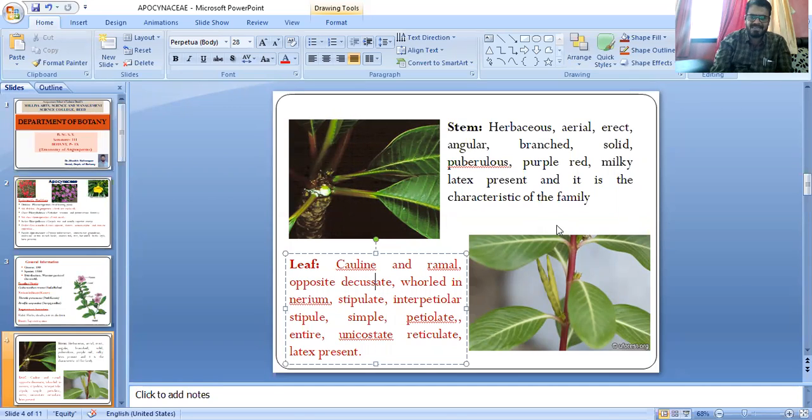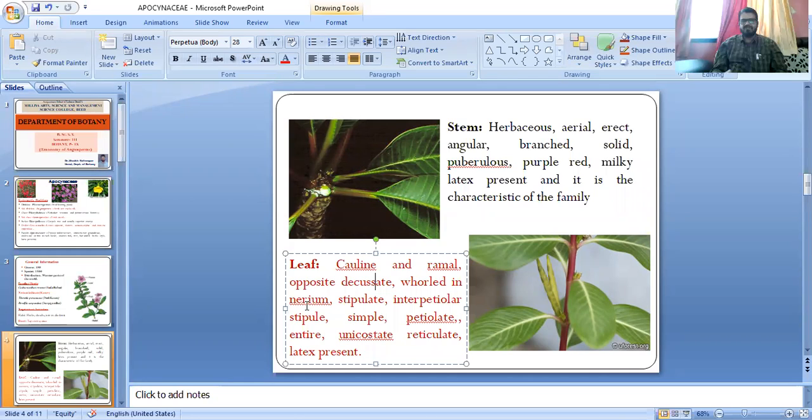So in this case the type of phyllotaxy is opposite decussate, and in some cases whorled phyllotaxy is also there, for example Nerium, that is kaner. In case of kaner, whorled phyllotaxy is there.